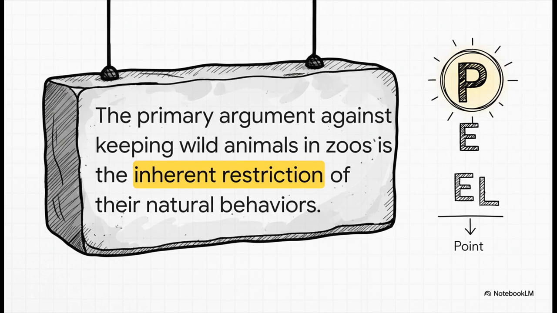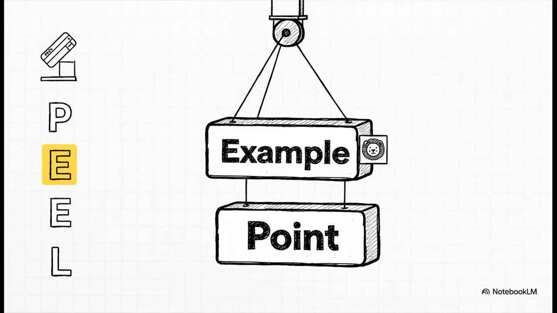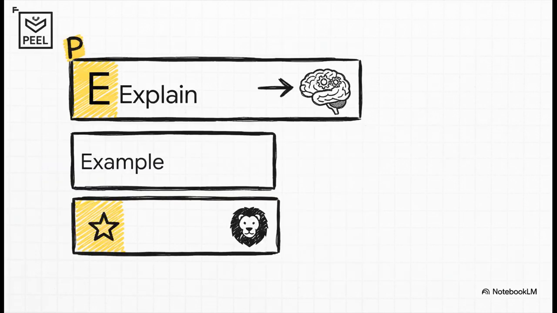Okay, time to build our paragraph piece by piece. We'll start with that strong point we just identified. It's clear, it's focused, and it tells the examiner exactly what this paragraph is going to be about. Next, we slot in our example. We add that really specific detail about lions and their territories. See how it directly supports the point we just made about restricting natural behaviors? It fits perfectly. And now, for that crucial explain step, we follow up with this sentence. "This confinement can lead to significant psychological distress, manifesting as abnormal behaviors such as repetitive pacing, known as zoochosis."